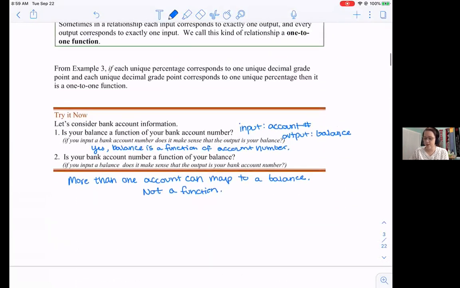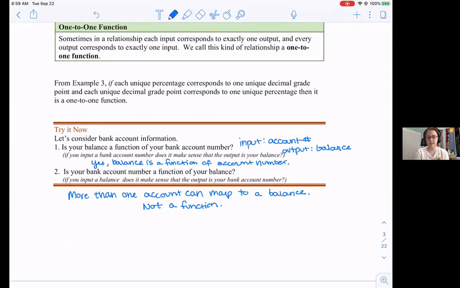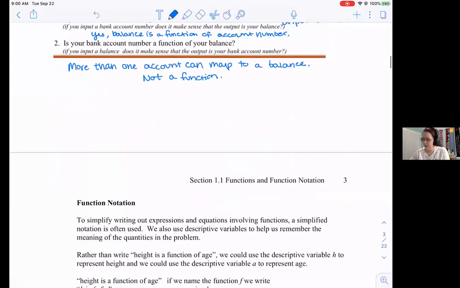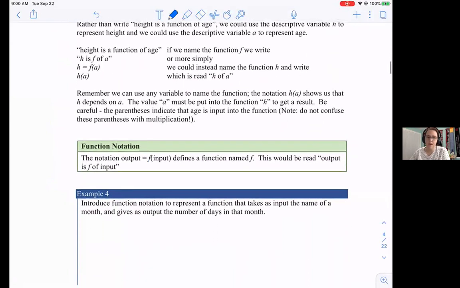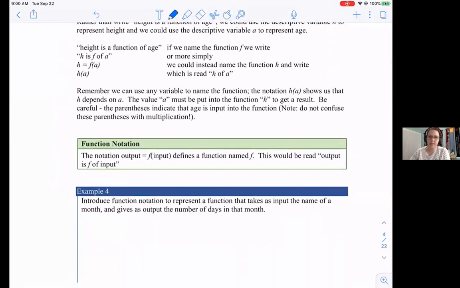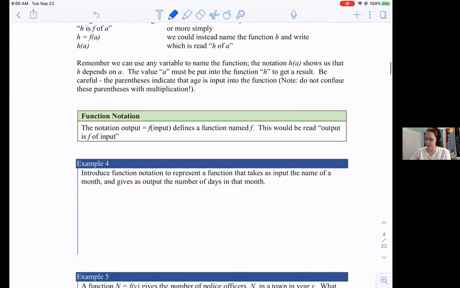All right, any questions up till this point? Take a pause if you have any questions about determining if a situation is a function or not. Okay. All right, so function notation, f of input. We read output is f of input, output is a function of input. Introduce function notation to represent a function that takes as input the name of a month and gives as output the number of days of the month. So output equals a function of input.